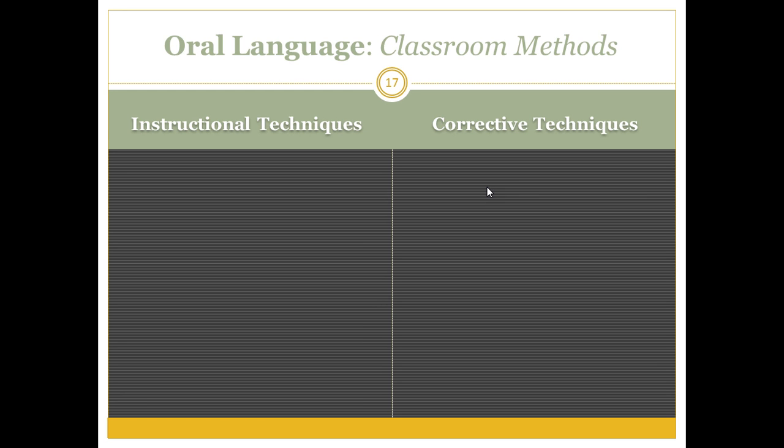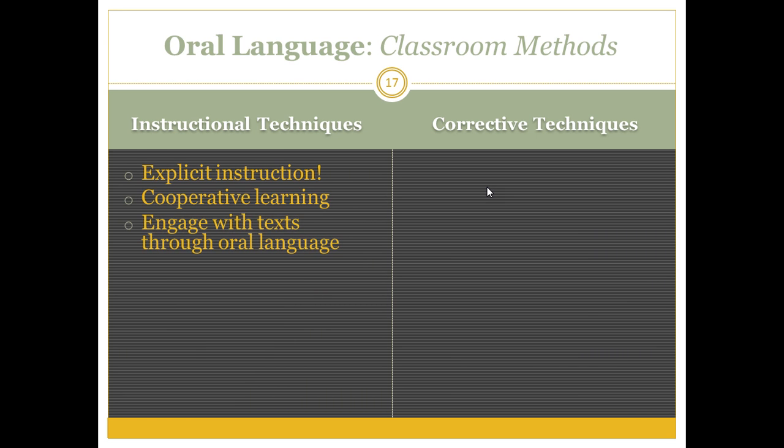So then finally, we want to look at just some classroom methods, both instructional and corrective techniques that can be used to support the development of oral language. As I have said a few times now, explicit instruction is key. Cooperative learning is also a useful technique. Engage with students through oral language. Don't just have them read a text, but look at the text and then use the oral medium to mediate their understanding of that text.